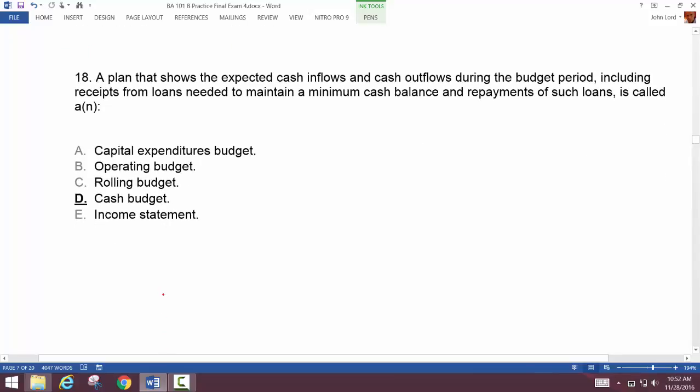But anyway. Okay, number 18: a plan that shows expected cash inflows and cash outflows during the budget period, including receipts from loans needed to maintain a minimum cash balance and repayment, is called a cash budget.